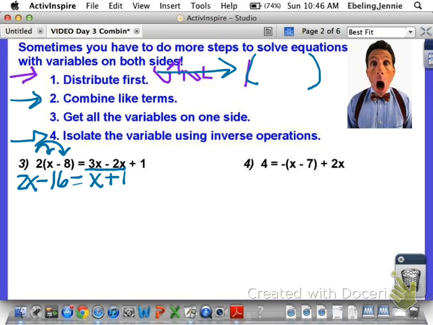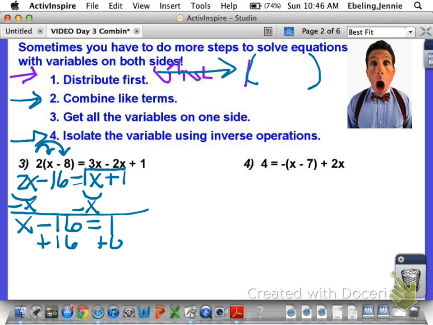Now what I have, I see that I have this 2x and I have this x, and they are on opposite sides of the equal sign. This 1x right here is the smaller of the two, so I'm going to subtract x from both sides. That's going to give me x minus 16 is equal to 1. Now I'm going to add the 16 to try to get that x by itself. And I have a solution of x equals 17.